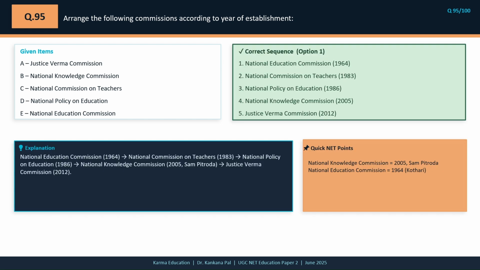The correct sequence is E. National Education Commission. C. National Commission on Teachers. D. National Policy on Education. B. National Knowledge Commission. A. Justice Verma Commission. Therefore, the correct answer is option 1.